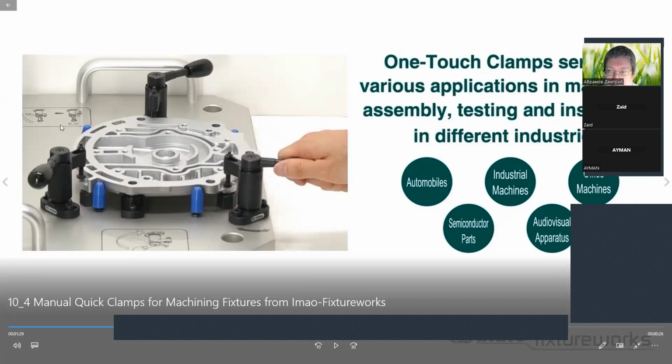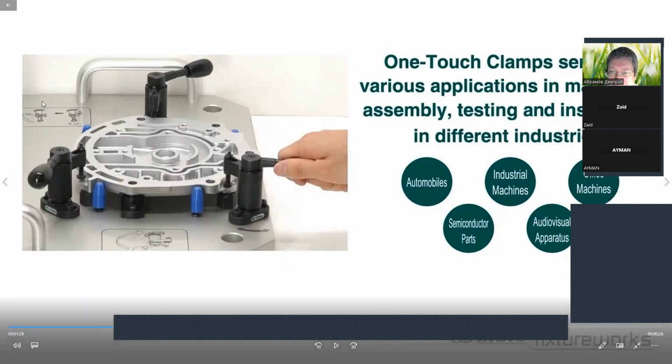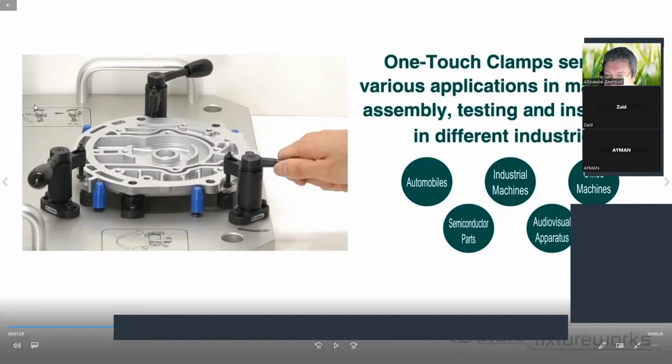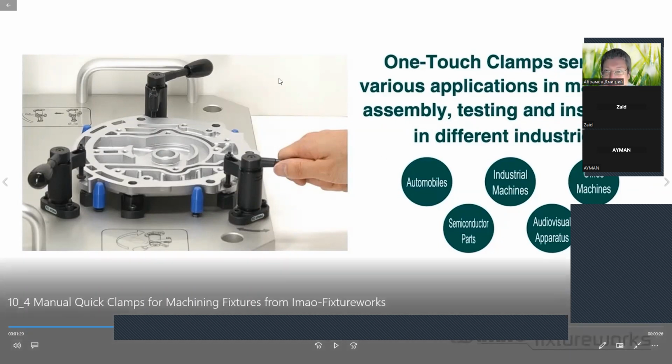One-touch clamps serve for various applications in machine assembly, testing, and inspection in different industries. Automobiles, industrial machines, office machines, semiconductor parts, audiovisual apparatus.